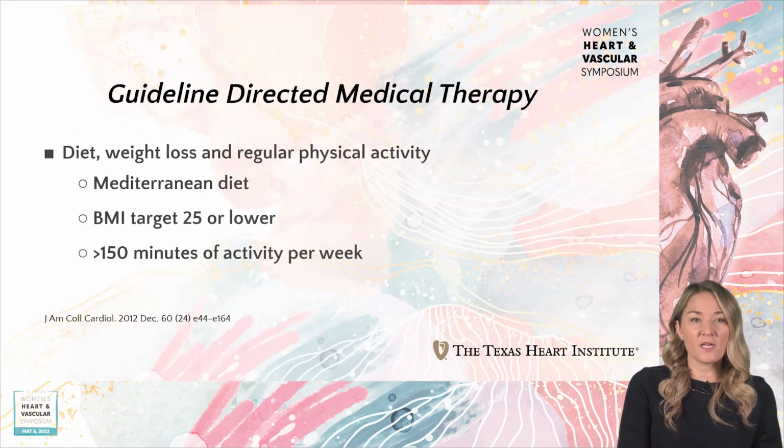So a little tidbit on each of these: diet, weight loss, regular physical activity. It's clear, and it's been for many years, that the Mediterranean diet is the diet that we should be encouraging patients to at least mimic at home. BMIs of 25 or lower are quote-unquote normal, and we should really aim for this. BMIs are a little tricky, especially in people who might be very muscular, but as a general rule, a BMI of 25 is normal if you can get there or lower.